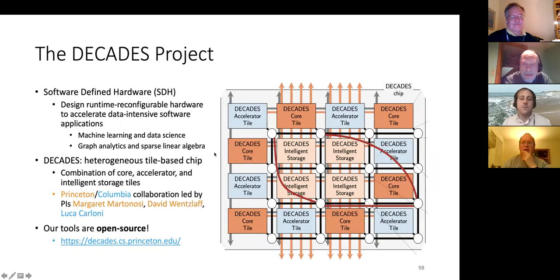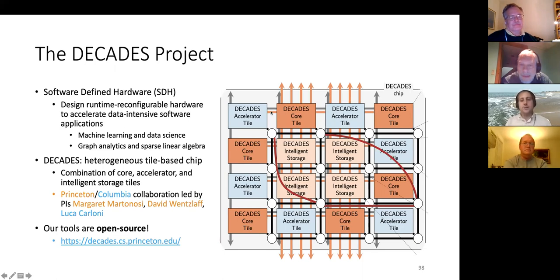But this goes to what Bob mentioned in my introduction, that I worked on the DECADES project. What is this project? It's a massive DARPA-funded project called SDH, Software Defined Hardware. The goal is to have coarse-grained reconfigurable hardware to accelerate the emerging data-intensive software applications. They're interested in machine learning and data science, and in graph analytics and sparse linear algebra. Not too surprising that these are the interesting applications these days. DECADES is the Princeton and Columbia collaboration that got this big grant.